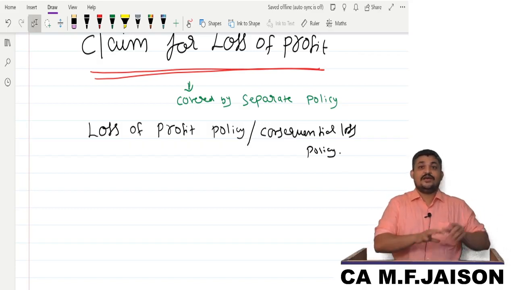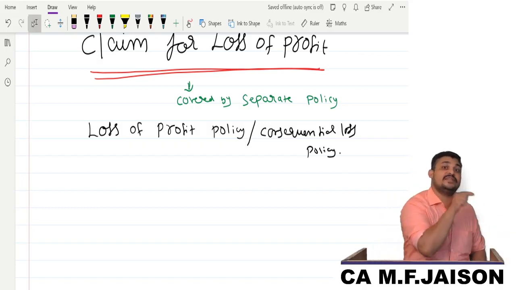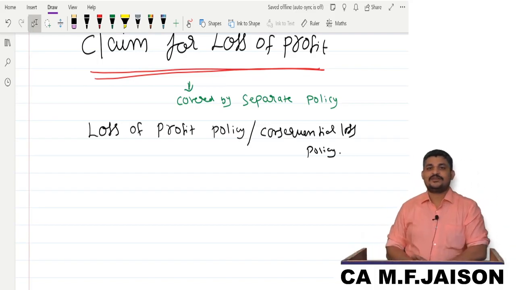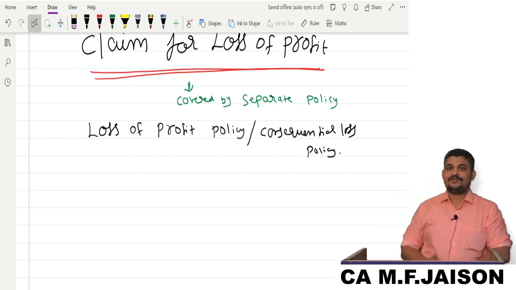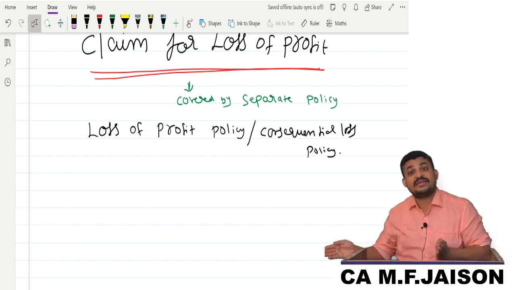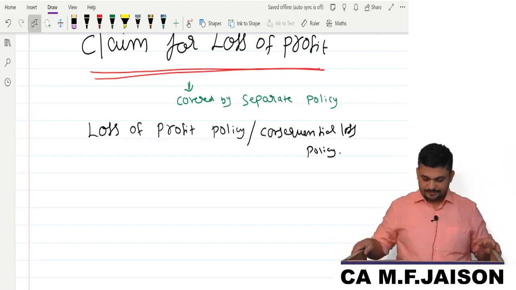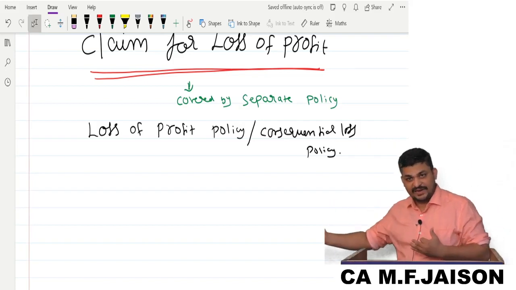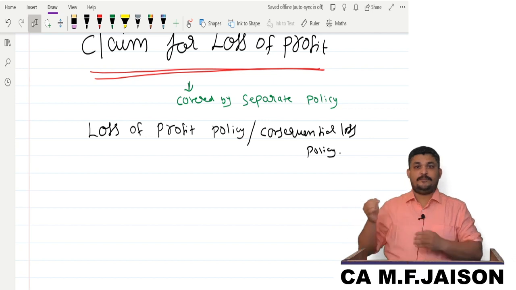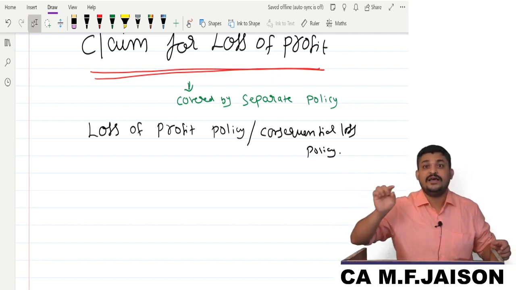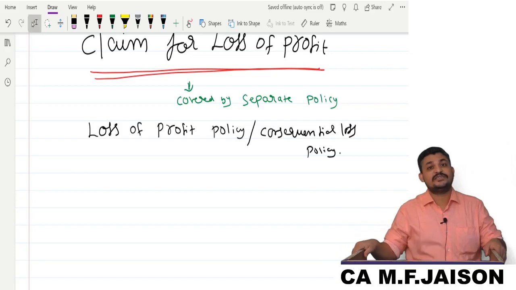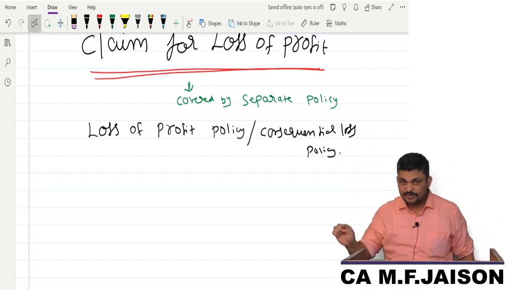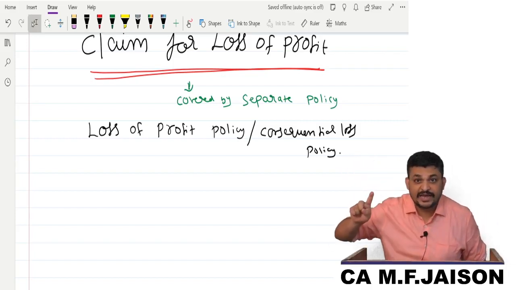You should not say, sir, my P&L account was destroyed, thereby the profit within the P&L account destroyed. Profit is not within the P&L; that's a computation sheet. Coming back to the point, it is the profit after the fire which is getting lost. Okay, sir, super. So because of the fire accident, you are losing some profit after the fire accident, which you expect the insurance company to compensate, because you have taken a separate policy called loss of profit policy or consequential loss policy. Because you have taken that policy, you expect the insurance company to compensate you the profit that you lose after the fire accident.